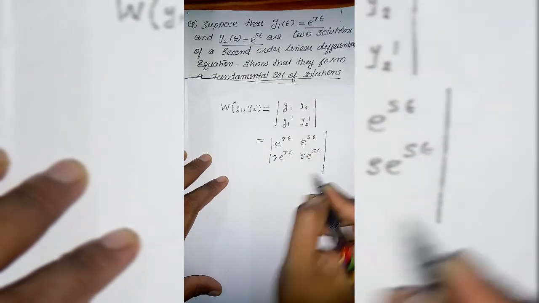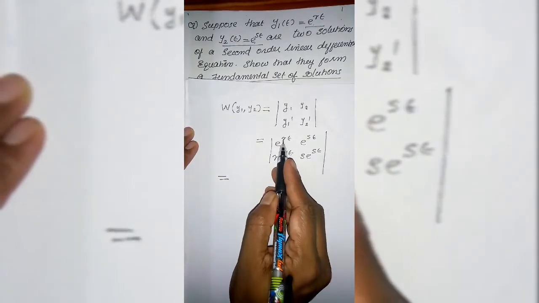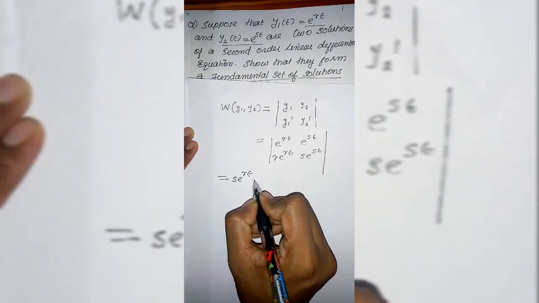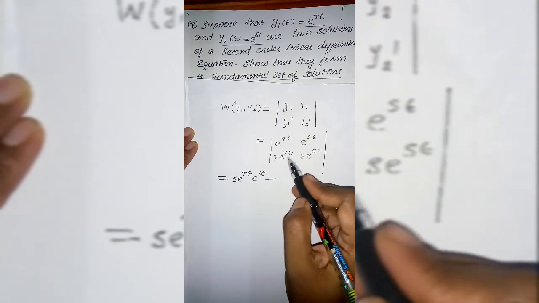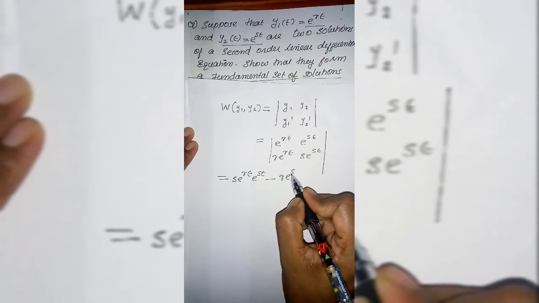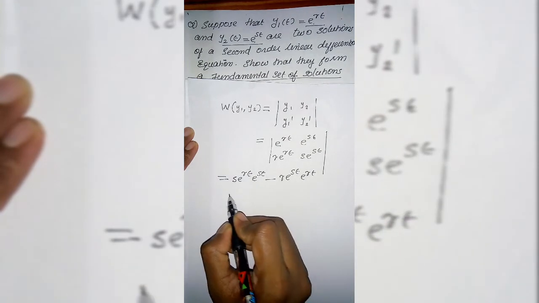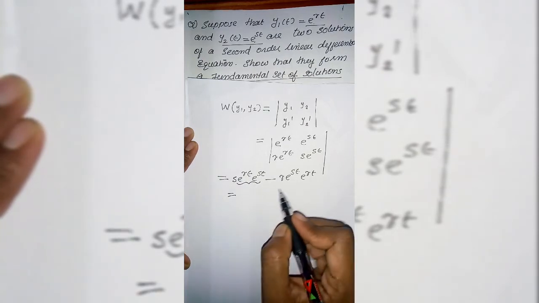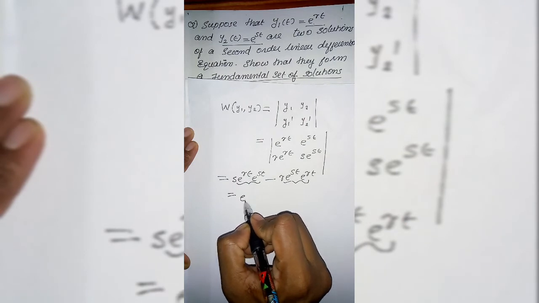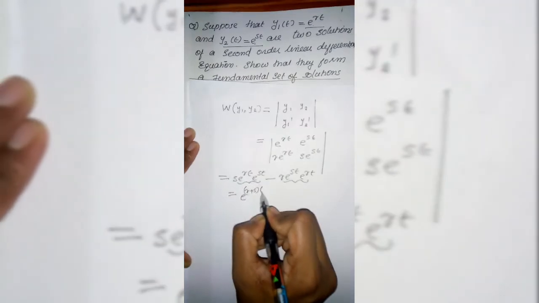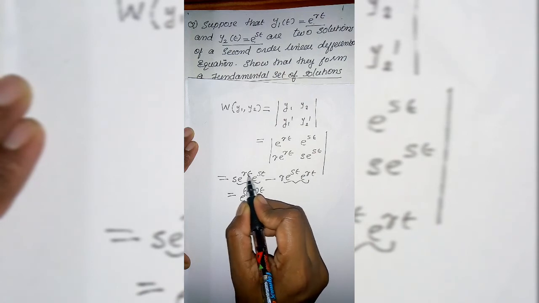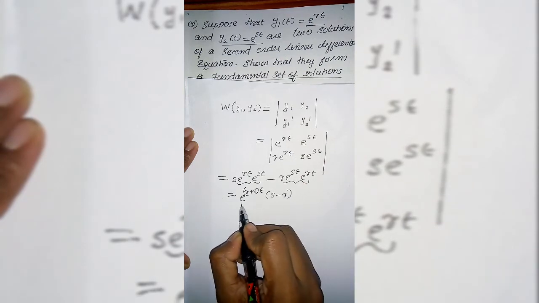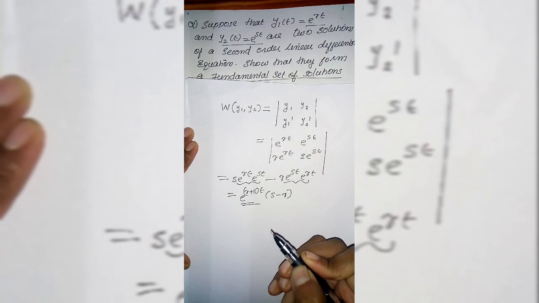Which is equal to e raised to rt into s e raised to st, that is s e raised to rt into e raised to st, minus the product, that is r e raised to st into e raised to rt. Here e raised to rt into e raised to st is common, so we can take it outside. Since e raised to rt into e raised to st is e raised to (r plus s) into t, we get e raised to (r plus s)t into (s minus r), and e raised to (r plus s)t is an exponential function.